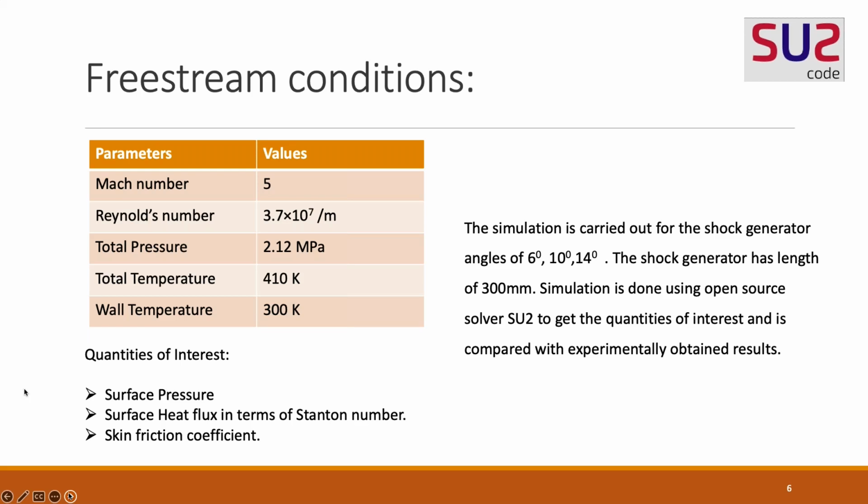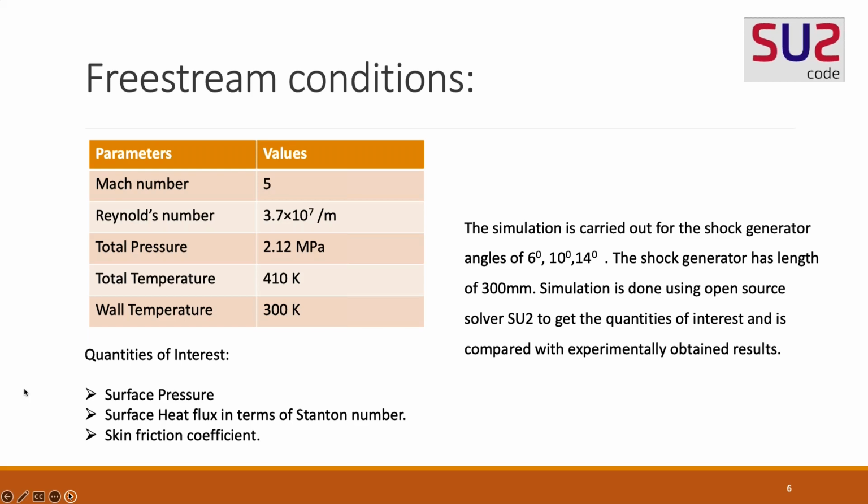The simulation is carried out for three wedge angles, namely 6 degree, 10 degree, and 14 degree. The shock generator has a length of 300 mm, and the length of the flat plate is 1000 mm. The simulation was done using SU2. The mesh was formed using commercially available software, and it was deformed using SU2.